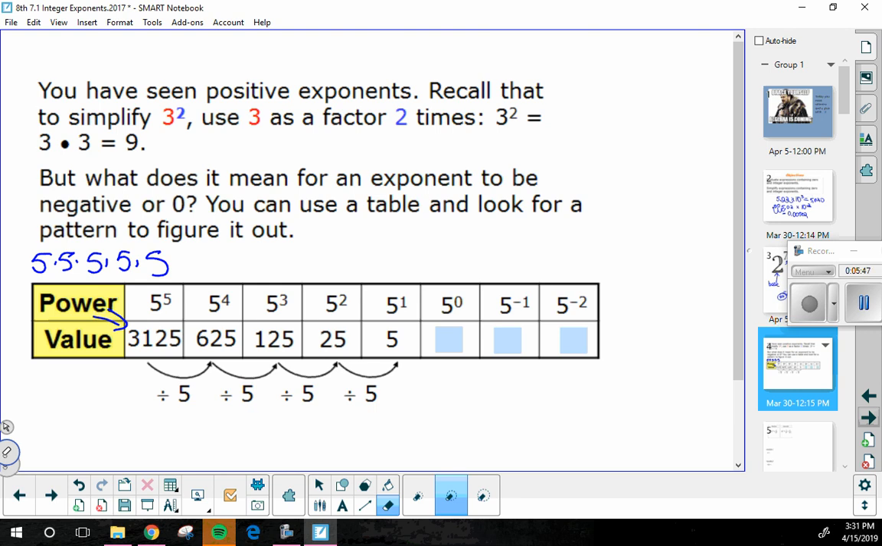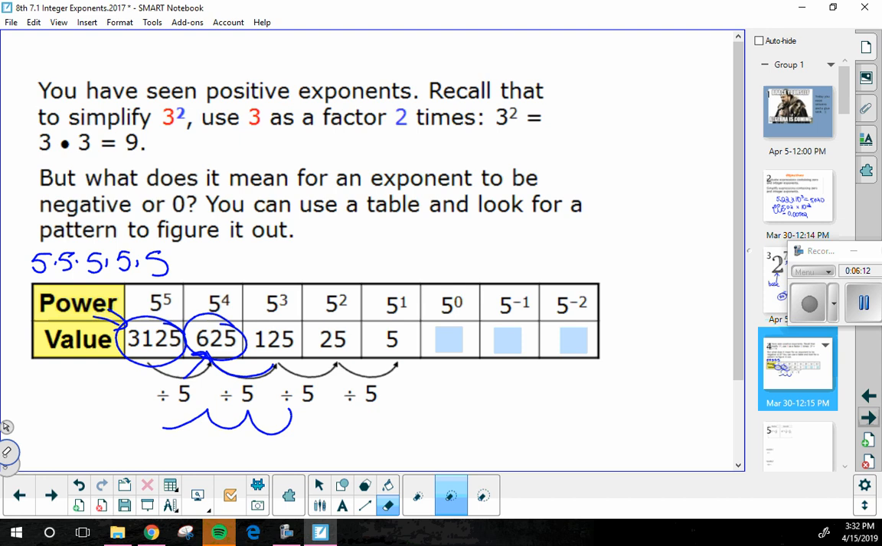Dividing by 5. And as it turns out, this number divided by 5 is 625. This number divided by 5 is 125. So as my exponents go down, I'm dividing by 5 each time. So let's scooch on down to here. 5 squared is 25. Divided by 5 is 5 to the first power. And 5 to the first power is 5.